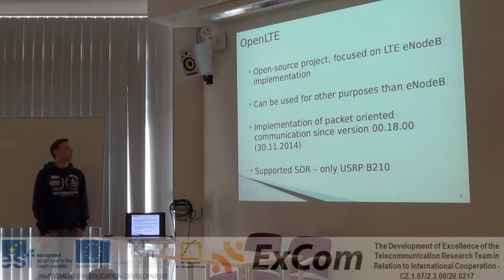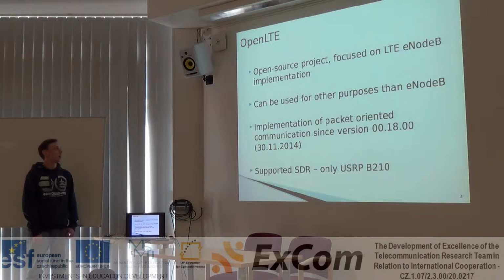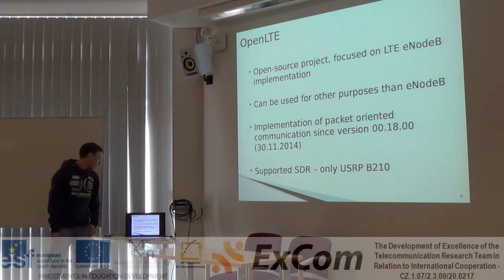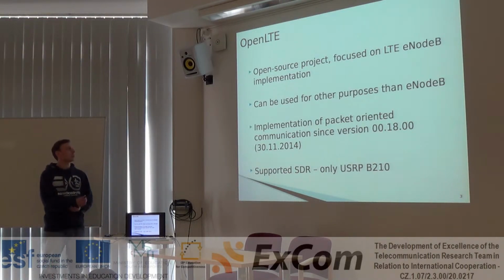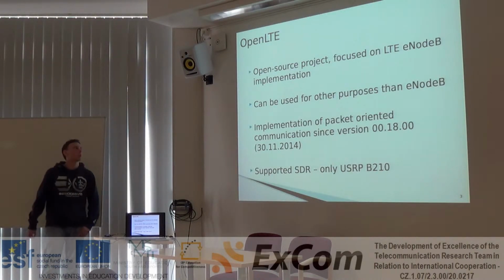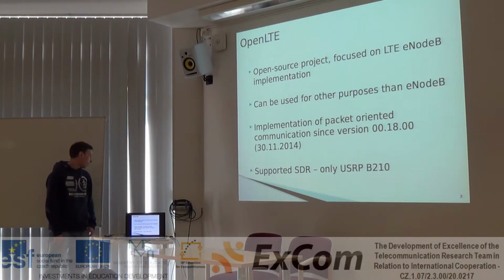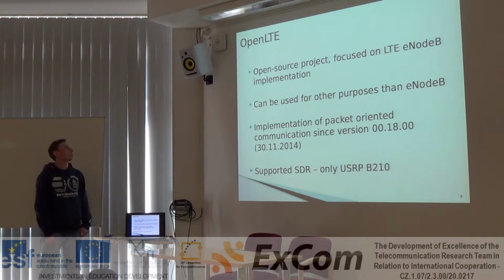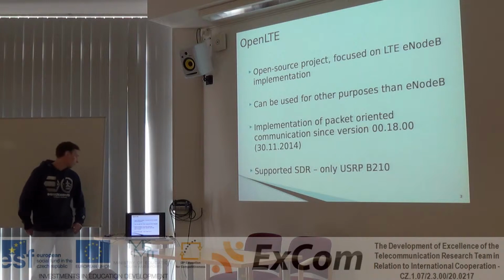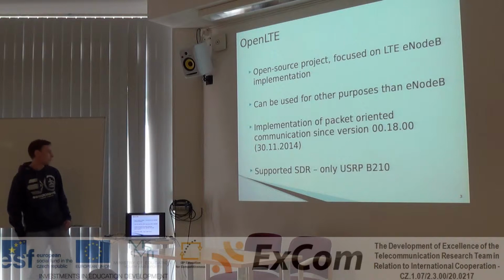But from version 18.0, which was released somewhere at the start of December last year, it was the first implementation of packet-oriented communication in eNode B, so we can now see some packet communication in, for example, Wireshark. OpenLTE is supported by many software-defined radios, but only with USRP B210 can it be established as an eNode B.